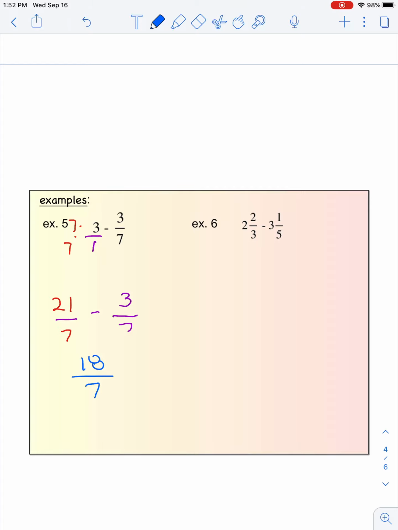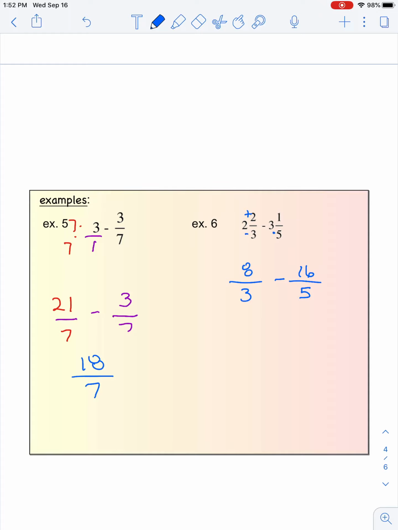Here we need to change these mixed numbers into improper. So again, I'm going to multiply the 3 times the 2 and then add the 2, the numerator. So that's going to give me 3 times 2 is 6, plus 2 is 8. I get 8/3. Now I'm going to subtract. Again, I need to change this. 3 times 5 is 15, plus 1 gives me 16/5. Do not have a common denominator here.